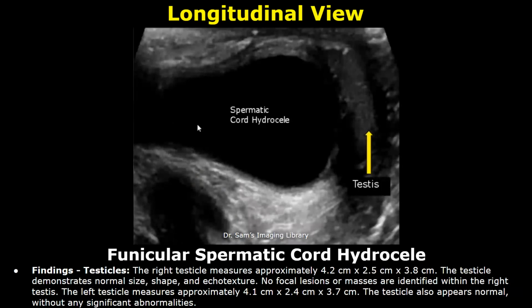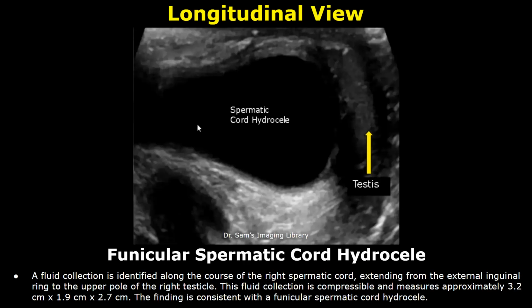Now we have a case of funicular spermatic cord hydrocele. In the findings, the testicles were normal. A fluid collection is identified along the course of the right spermatic cord, extending from the external inguinal ring to the upper pole of the right testicle. The fluid collection is compressible and its size is written. The finding is consistent with a funicular spermatic cord hydrocele.